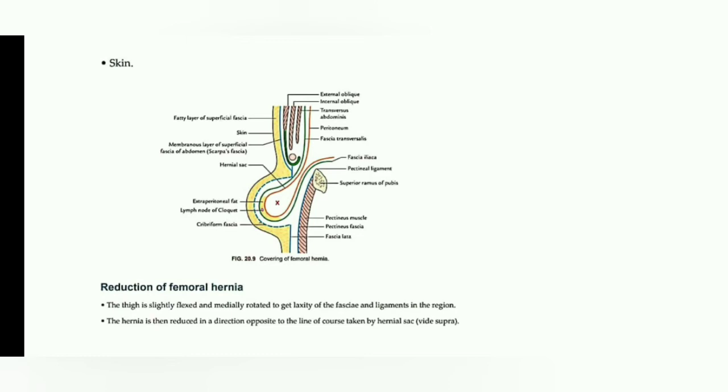So, reduction of femoral hernia. The thigh is slightly flexed and medially rotated to get laxity of the fascia and ligaments in the region, and the hernia is then reduced in a direction opposite to the line of course taken by the hernial sac.